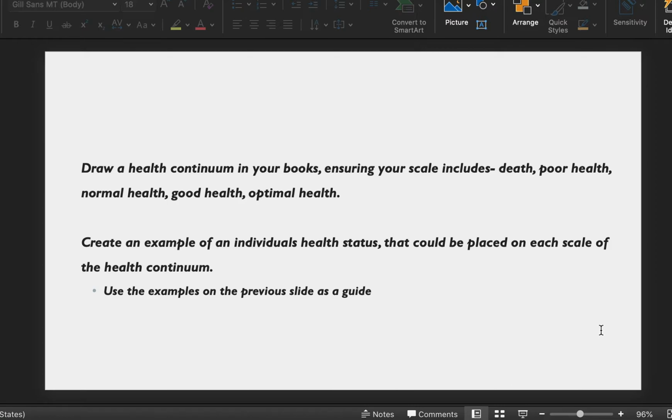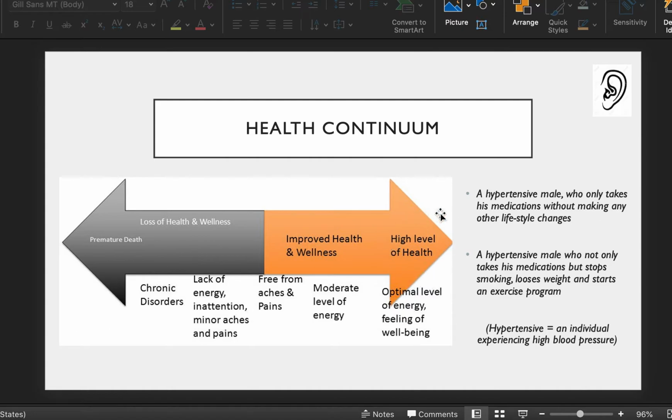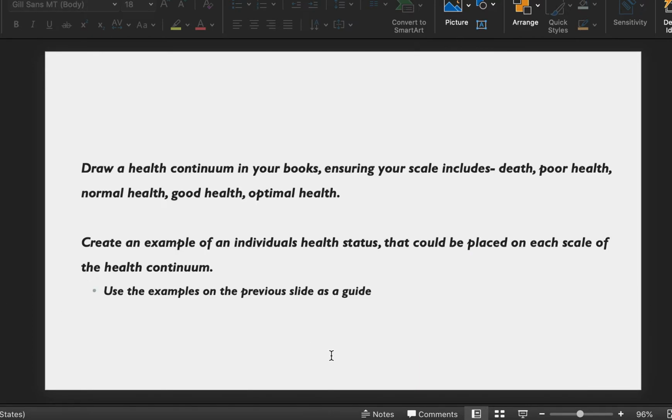You guys are now being asked to draw a continuum in your book or on your Microsoft Word, and you can even use the one that's there if you wanted to copy and paste it across. You need to make sure that you have death, poor health, normal health, good health, and optimal health as your indicators, so you can write them along that continuum. And then what I would like you to do is to create an example of an individual whose health status would be placed on each end of the scale on that continuum. So one scenario must be of that optimal level, and one scenario is somebody who's definitely heading towards that premature death. So once you've completed that task, you might want to pause this YouTube. You're going to continue on.